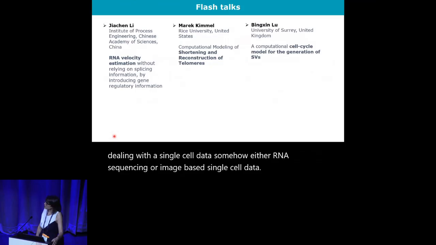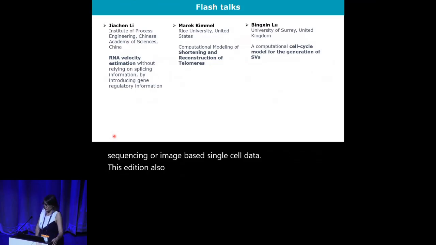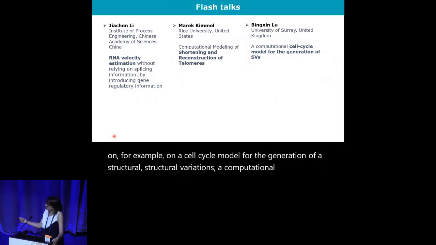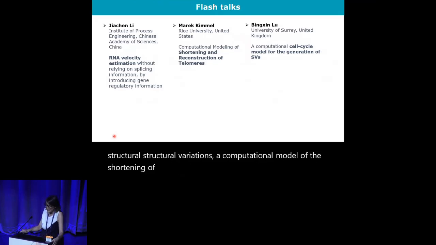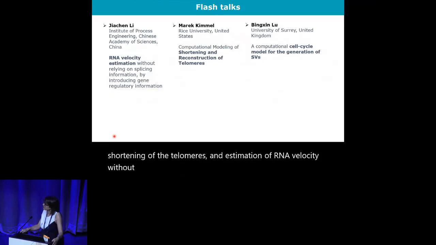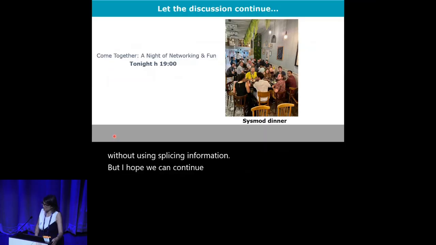This edition also featured 3 flash talks that brought fresh ideas on, for example, a cell cycle model for the generation of structural variations, a computational model of the shortening of the telomeres, and estimation of RNA velocity without using splicing information. But I hope we can continue our discussion tomorrow at the COSI dinner.